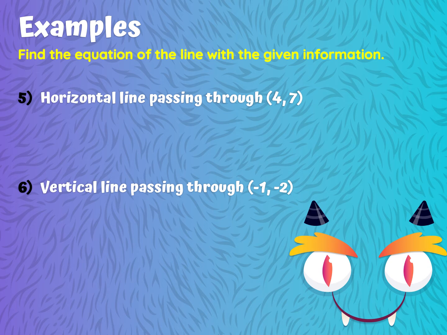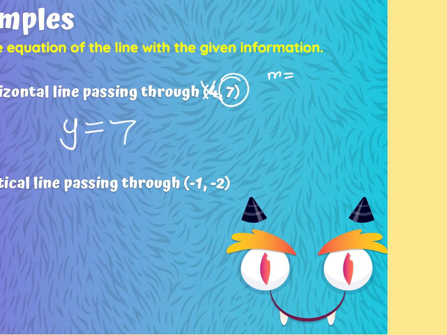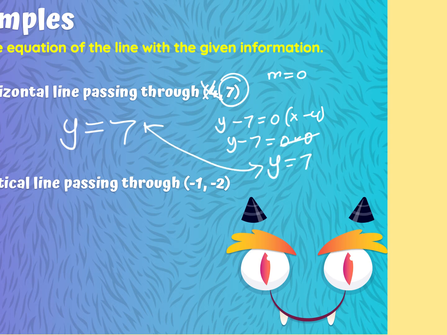All right, now we've got our special cases, right? Because 5 says a horizontal line passing through 4, 7. So think about what you know about a horizontal line. Slope is 0. What variable is in the equation? It's a y equals. So I don't even look at the x. I just grab the y. You could make slope equal to 0, and I could say y minus 7 equals 0 times x minus 4. I could distribute the 0. It's gone, and I could get y equals 7 the long way around. Still gives me the same answer.